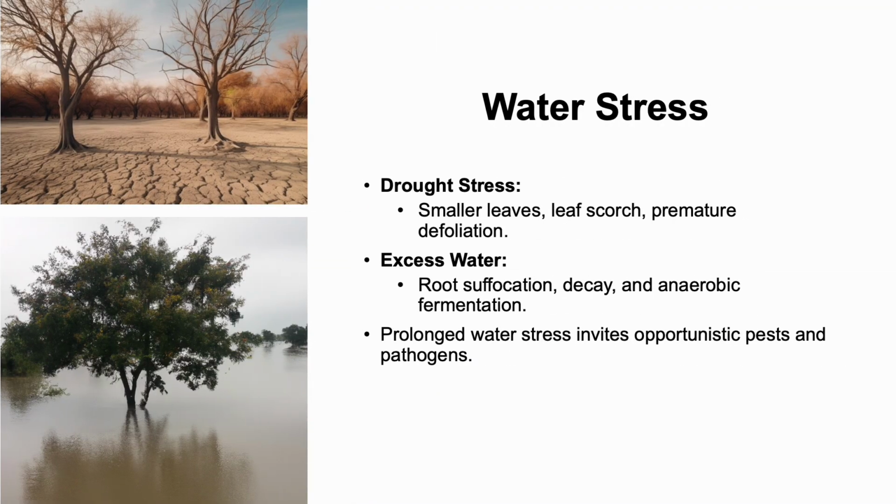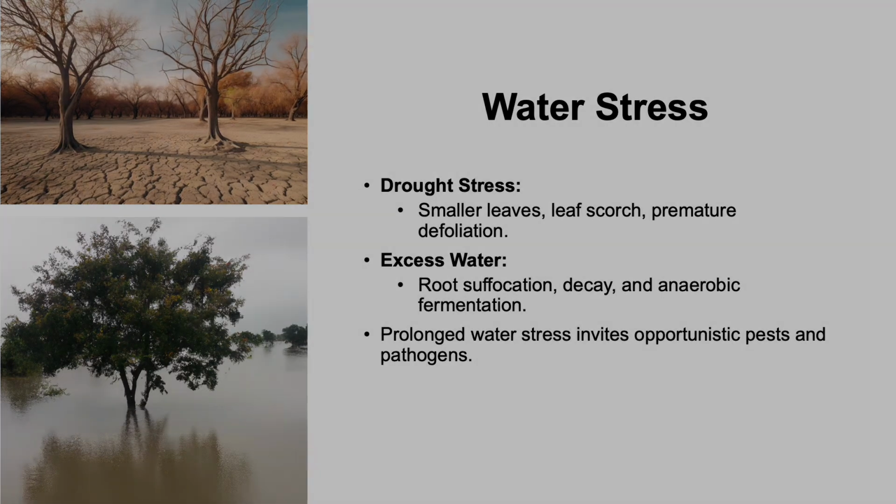Water stress causes a range of symptoms. Drought leads to smaller leaves, leaf scorch, and premature defoliation. Excess water can lead to root suffocation, decay, and anaerobic fermentation. Prolonged water stress attracts opportunistic pests and pathogens.